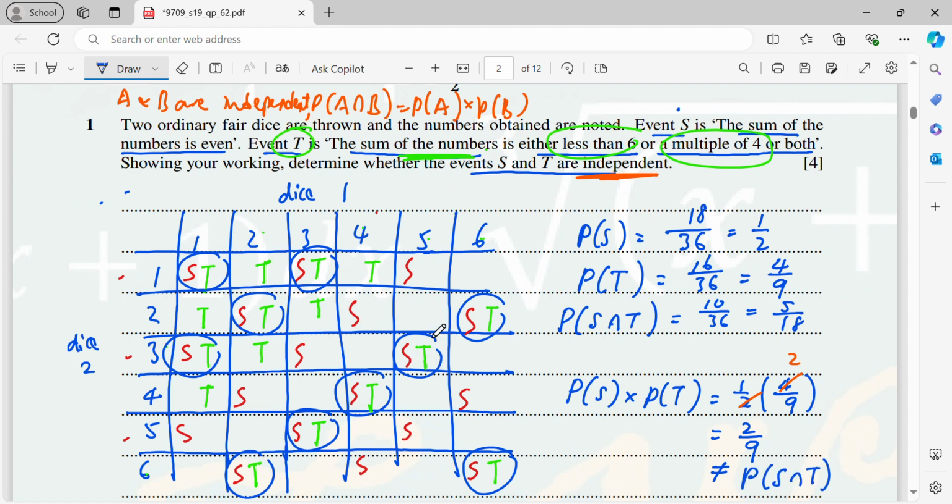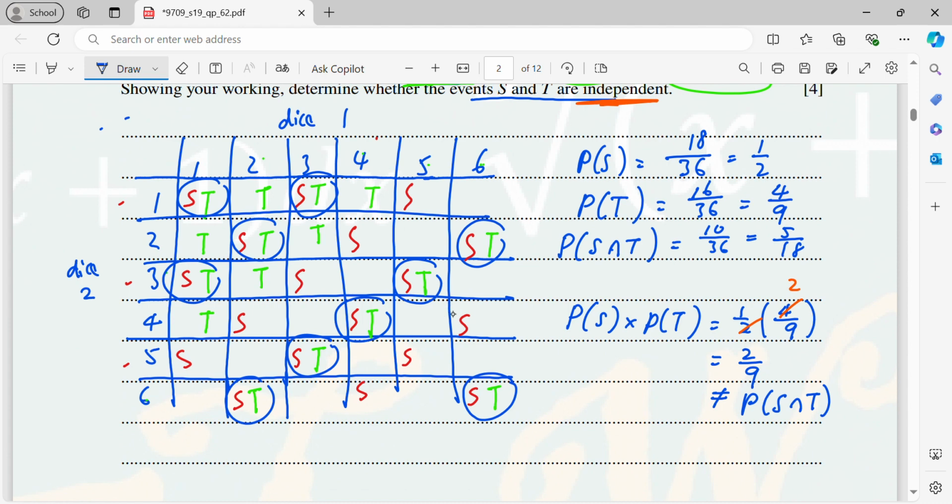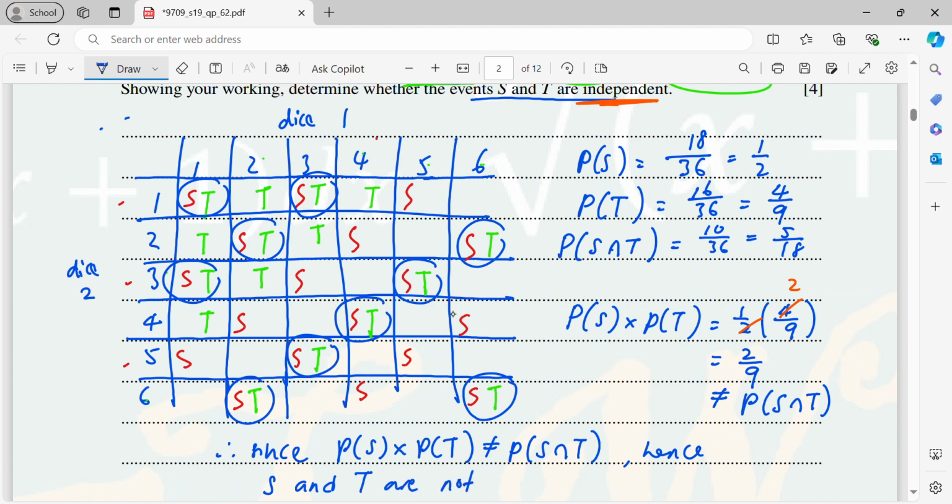So since the probability of S times the probability of T is not equal to the probability of S intersect T, I will write: since P(S) times P(T) is different from P(S intersect T), hence S and T are not independent events.